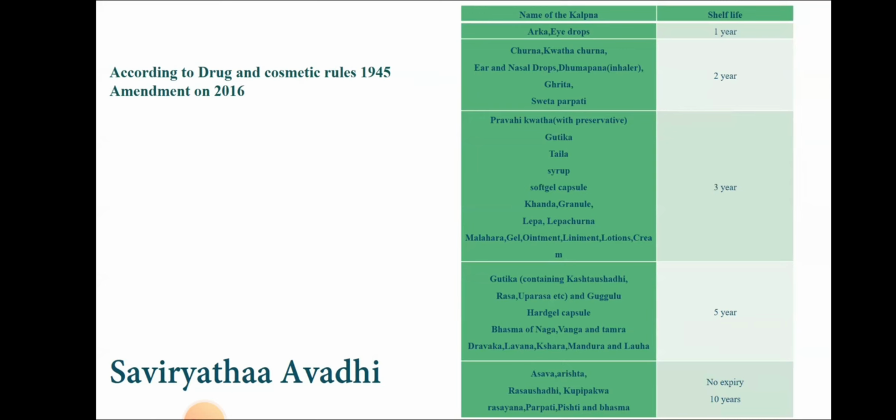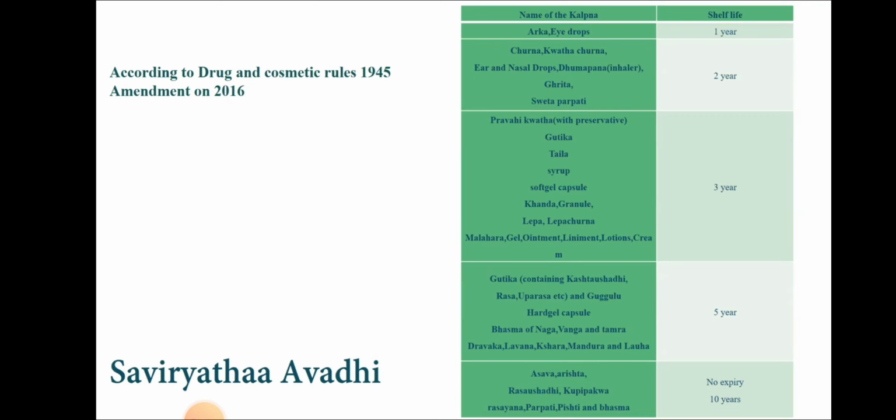And Drava, Lavana, Kshara, Mandura, Loha Kalpanas, those are also having a shelf life of 5 years. And coming to Asava Arishta, Rasaushadhi, Guda Paka, Rasayana, Parpati, Pishti and Bhasma. Other Bhasmas, apart from Naga, Vanga and Tamra, other Rasa Bhasmas. First, it was mentioned as there was no expiry date. You can use it as years pass. The potency will also increase. So that was the idea behind that.